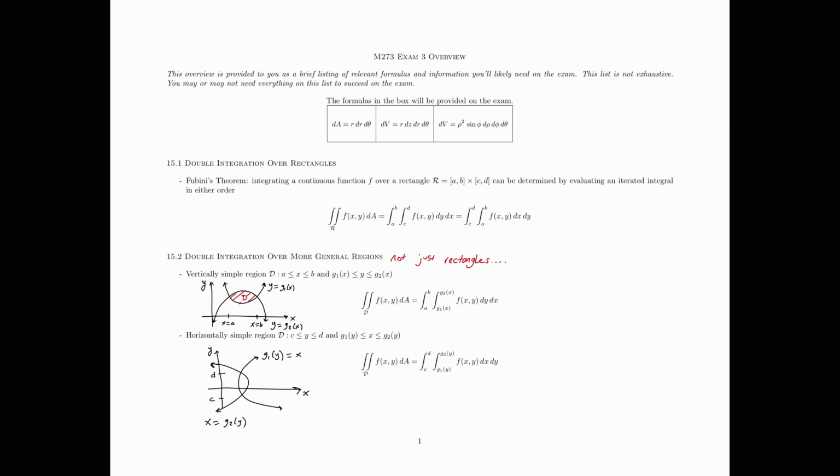Once you have that decided, whether you're going to choose vertically or horizontally simple, go ahead and come up with your two inequalities, because once you have your inequalities written down, they immediately tell you what your bounds are. So for me, it's sketch, choose whether we want to do vertically or horizontally simple, come up with the inequalities, and set up the double integral. For regions that are both vertically simple and horizontally simple, you can set them up either way, but one way might be easier than the other. So just be aware of that.